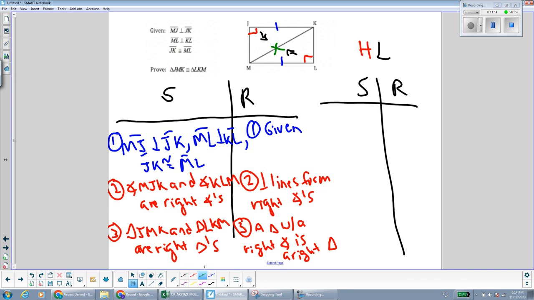Okay, let me continue over here to put in the rest of the proof. There's not much more to go. Now I'm going to put that MK is congruent to itself.